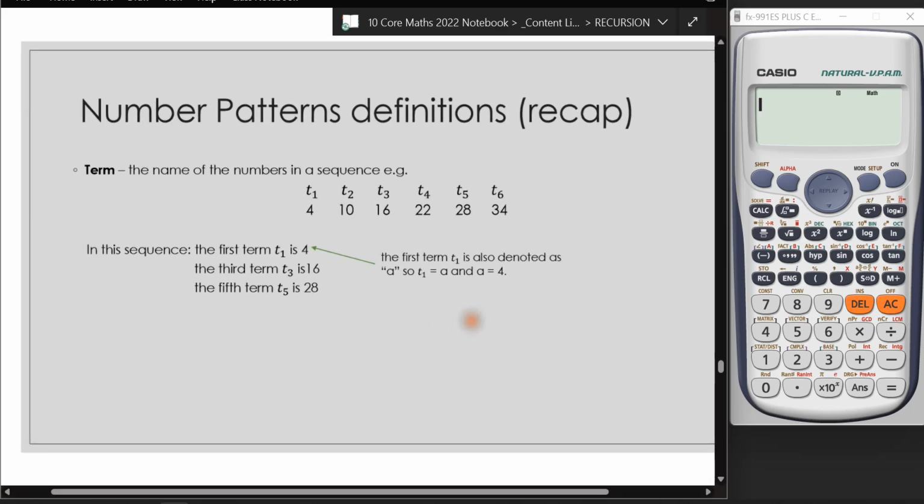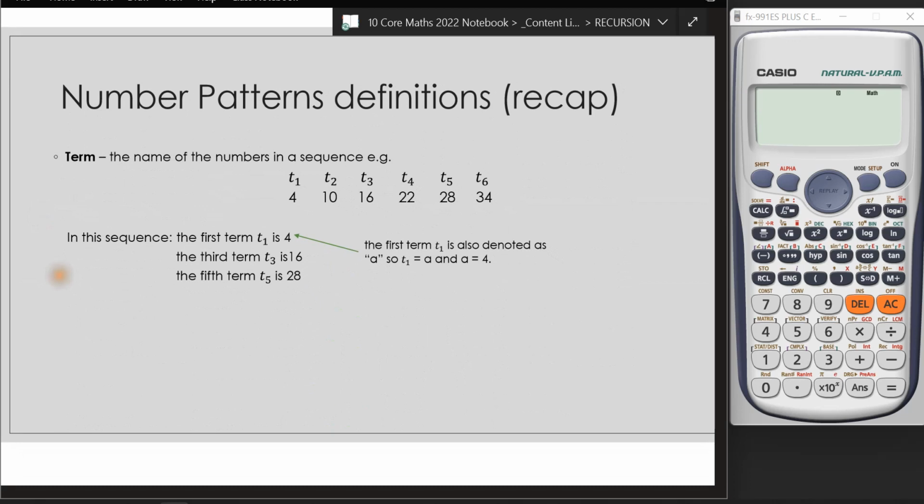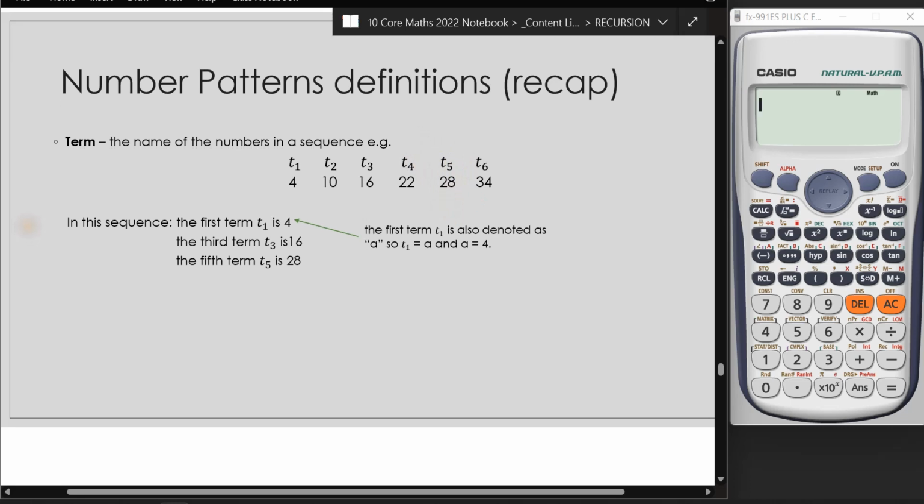So remember what a term refers to. A term is basically the name of a number in a sequence. So T1 refers to term number 1, or the first number. T2 is term 2. T5 is the fifth number. And we know that in a sequence, T1 here is the first number, so in this case it's the number 4. T3, which is the third number, is 16. T5, which is the fifth number, is 28.